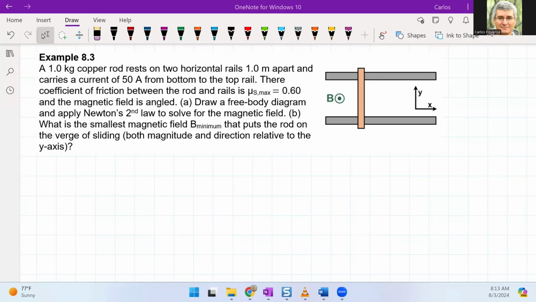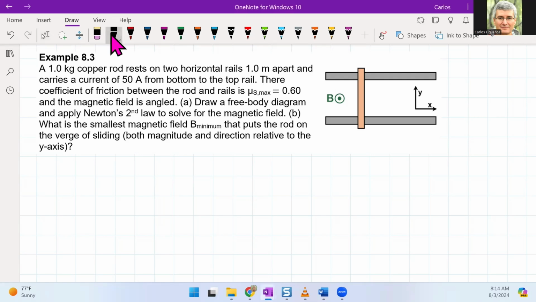Example 8.3, a 1 kilogram copper rod rests on two horizontal rails, 1 meter apart, and carries a current of 50 amps from the bottom to the top rail. The coefficient of friction between the rod and the rails is 0.60, and that's maximum, and the magnetic field is angled. A, draw a free body diagram and apply Newton's second law to solve for the magnetic field. B, what is the smallest magnetic field that puts the rod on the verge of sliding? We want the magnitude and direction relative to the y-axis for this field.